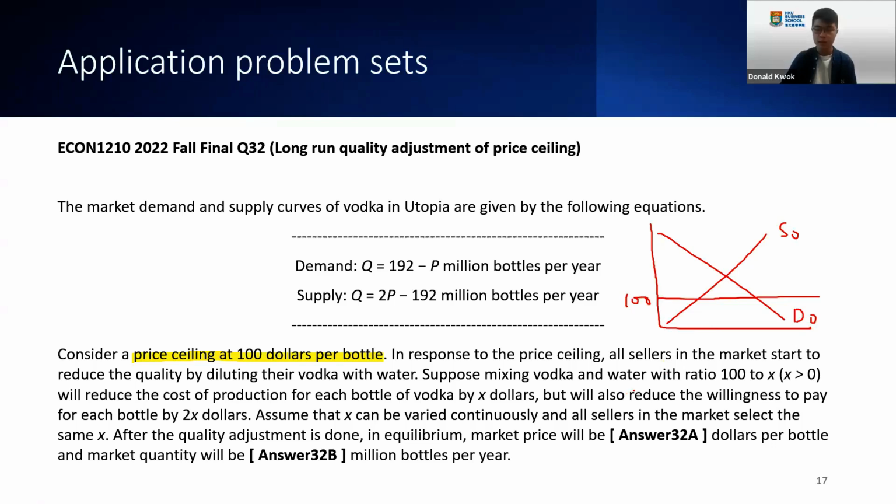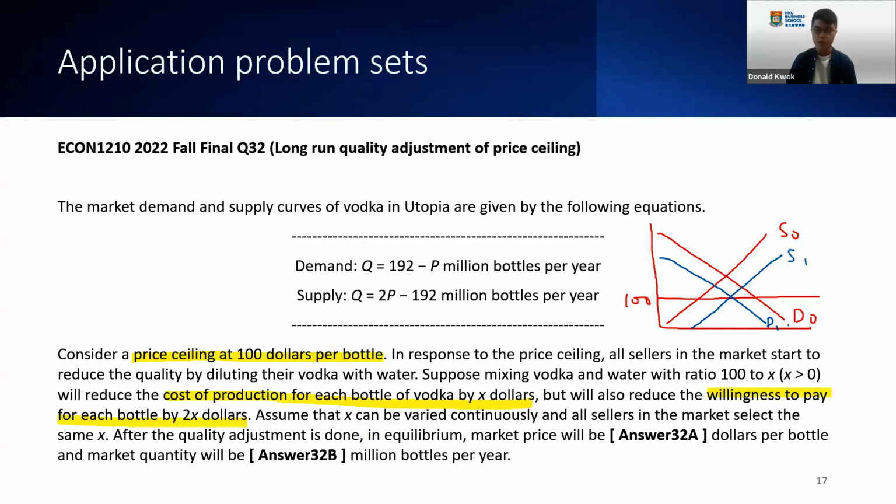So the suppliers are trying to reduce the product quality, and this would reduce the production cost of each bottle of vodka by X dollars, and at the same time, willingness to pay of the consumers is reduced by 2x per bottle. All right, so in the graph here, we'll have a downward shift in demand and also a downward shift in supply due to the quality adjustment. And in the longer run, the new demand and new supply would intersect each other at the original price ceiling, $100.